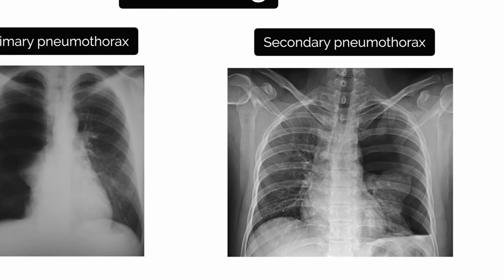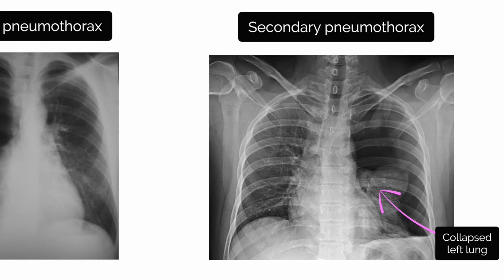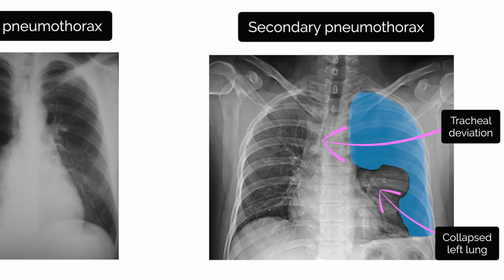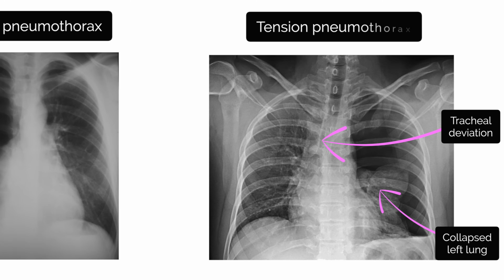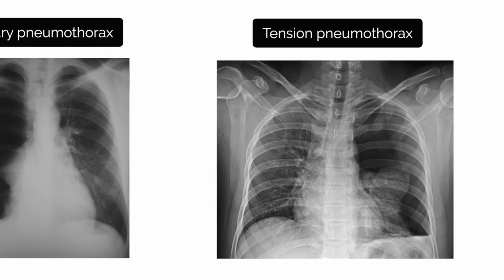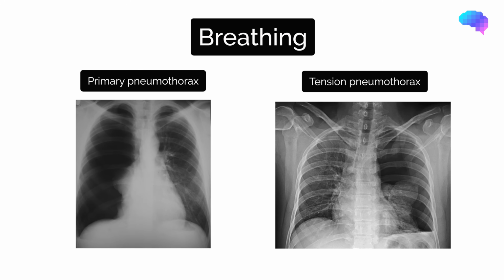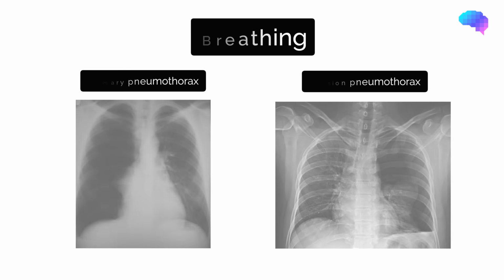This can be seen in the right image, where the collapse of the left lung has resulted in the trachea being pushed to the right. Notice again the surrounding darkened lung fields as a result of the lung collapse. When this happens, this is termed a tension pneumothorax, which requires immediate emergency decompression with a large bore cannula. This should be inserted into the second intercostal space in the mid-clavicular line.